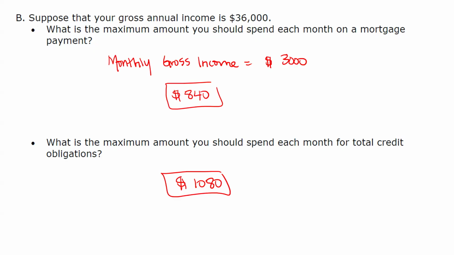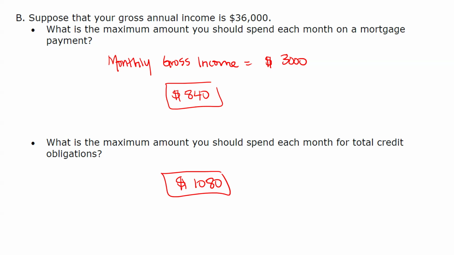All right. Suppose that your gross income is $36,000. What is the maximum amount you should spend each month on a mortgage payment? Well, you would take your gross annual income and divide it by 12 to get your monthly gross income, which would be $3,000. Then you would take 28% of that $3,000, which gets you $840 for the maximum amount you can spend each month on a mortgage payment.